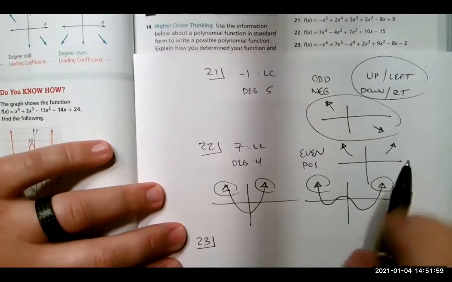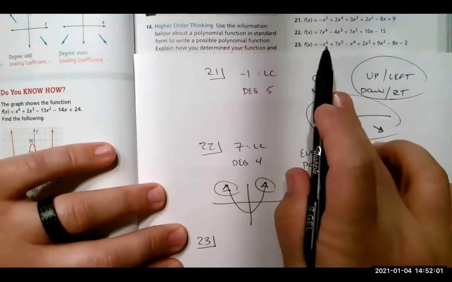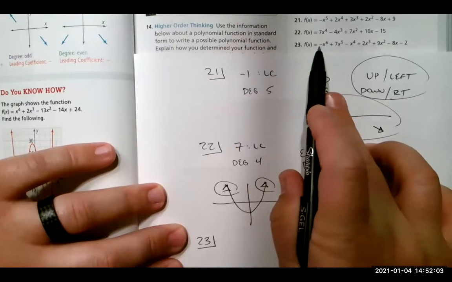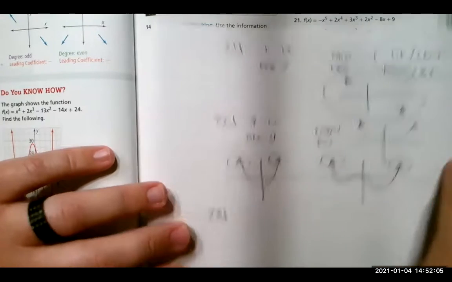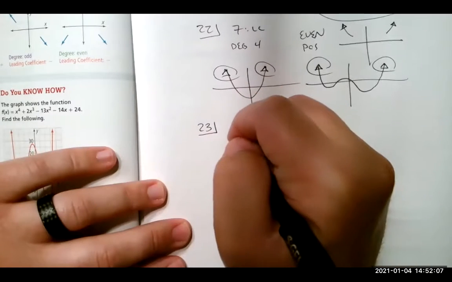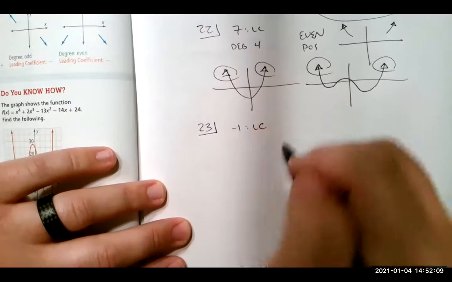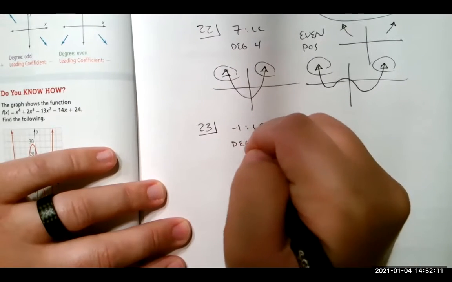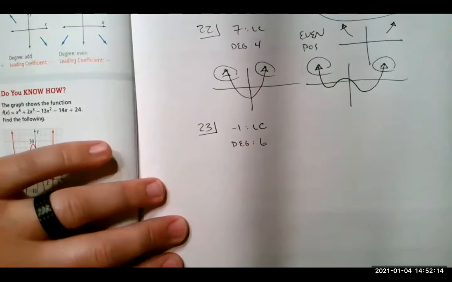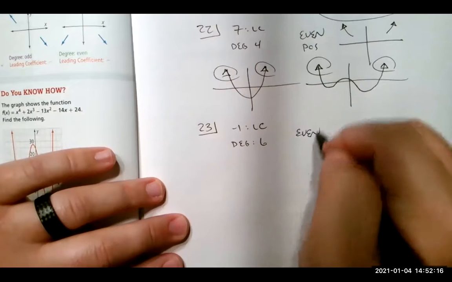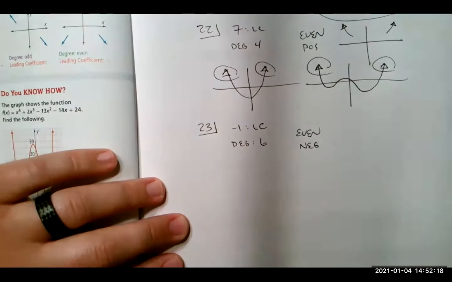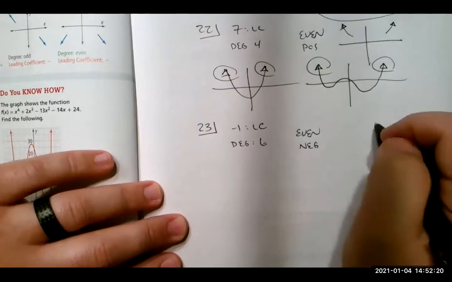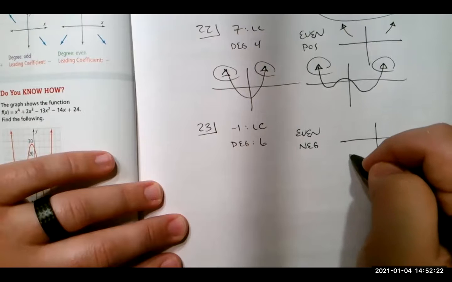So for 23, again, this is in standard form. Looks like the overall degree is a 6. That leading coefficient's a -1. So leading coefficient is -1. Overall degree is a 6. So this is an even negative function. So it's going to look something like this.